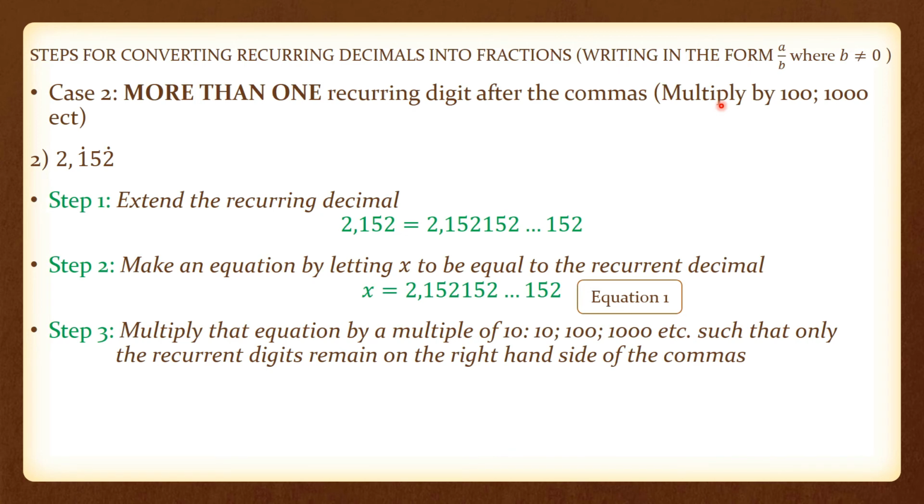Step 3, multiply that equation by a multiple of 10, meaning 10, 100, 1000, etc., such that only the recurrent digits remain on the right-hand side of the comma. In this case, we will not multiply by 10 because we have 3 digits, nor by 100, but we multiply by 1000. So we do 1000x equal to, when you multiply by 1000, you move the comma 3 times, 1, 2, and 3, and then you place the comma there. So this becomes 2152, 152 recurring. We call it equation 2.